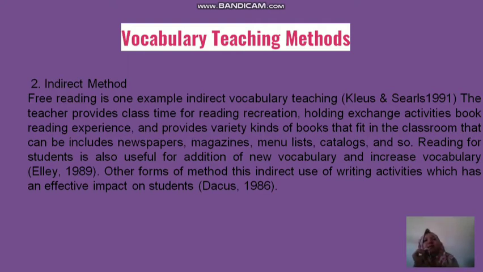And the second vocabulary teaching method is the indirect method. Free reading is one example of indirect vocabulary teaching. The teacher provides class time for reading recreation, holding book exchanging activities, sharing reading experience, and provides a variety of kinds of books that fit in the classroom, which can include newspapers, magazines, catalogs, and so on. Reading for students is also useful for addition of new vocabulary and increased vocabulary.